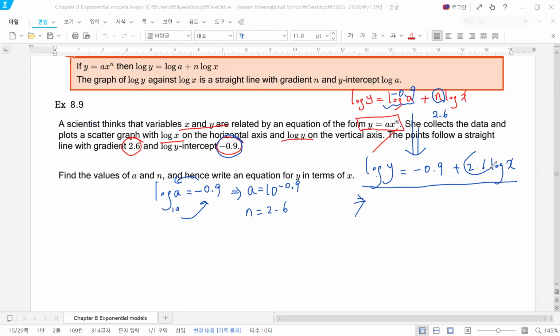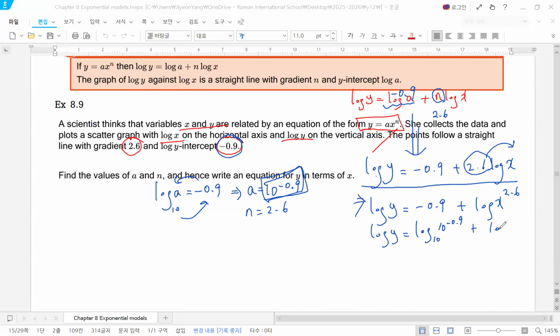Then they ask you to bring back the original equation. Okay, 2.6 moves back here as an index. So log y equals negative 0.9 plus log x to the power of 2.6. And then log a, this one guys. So log y equals, instead of negative 0.9, you can write it as log 10 to the power of negative 0.9 plus log x to the power of 2.6.